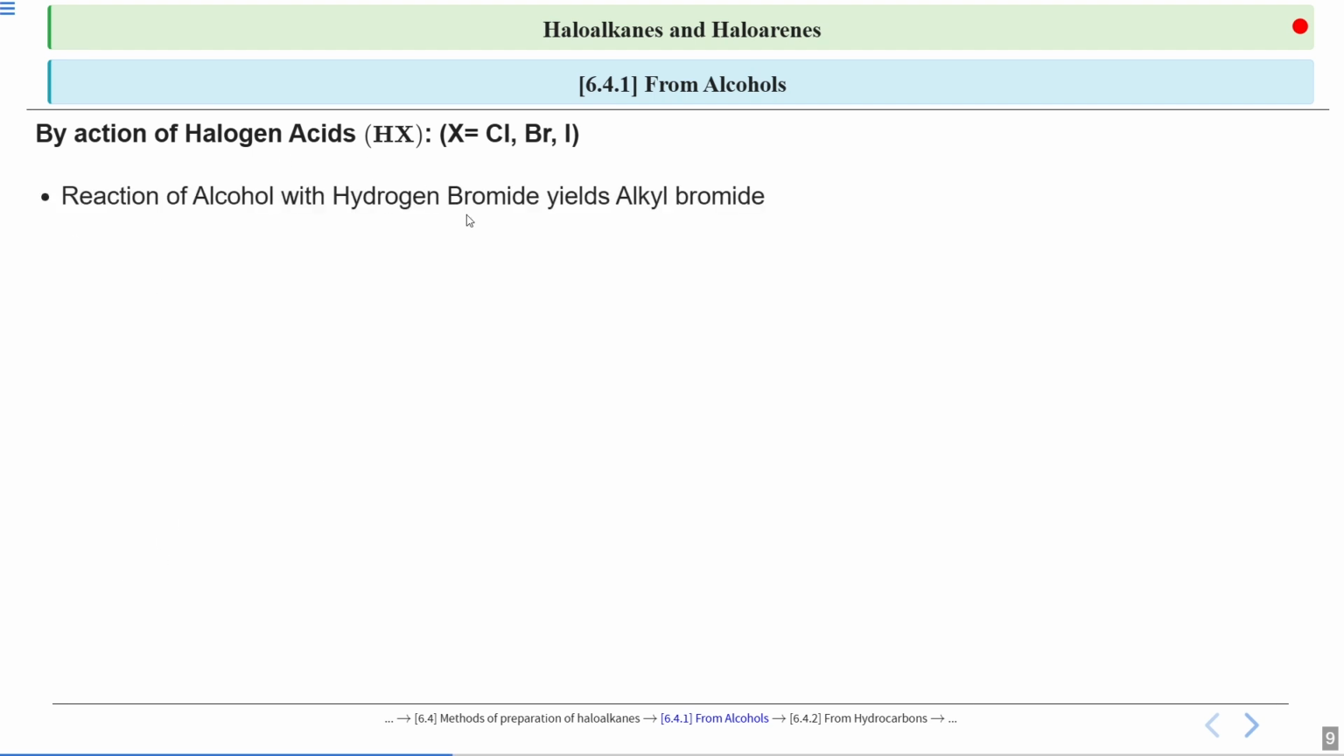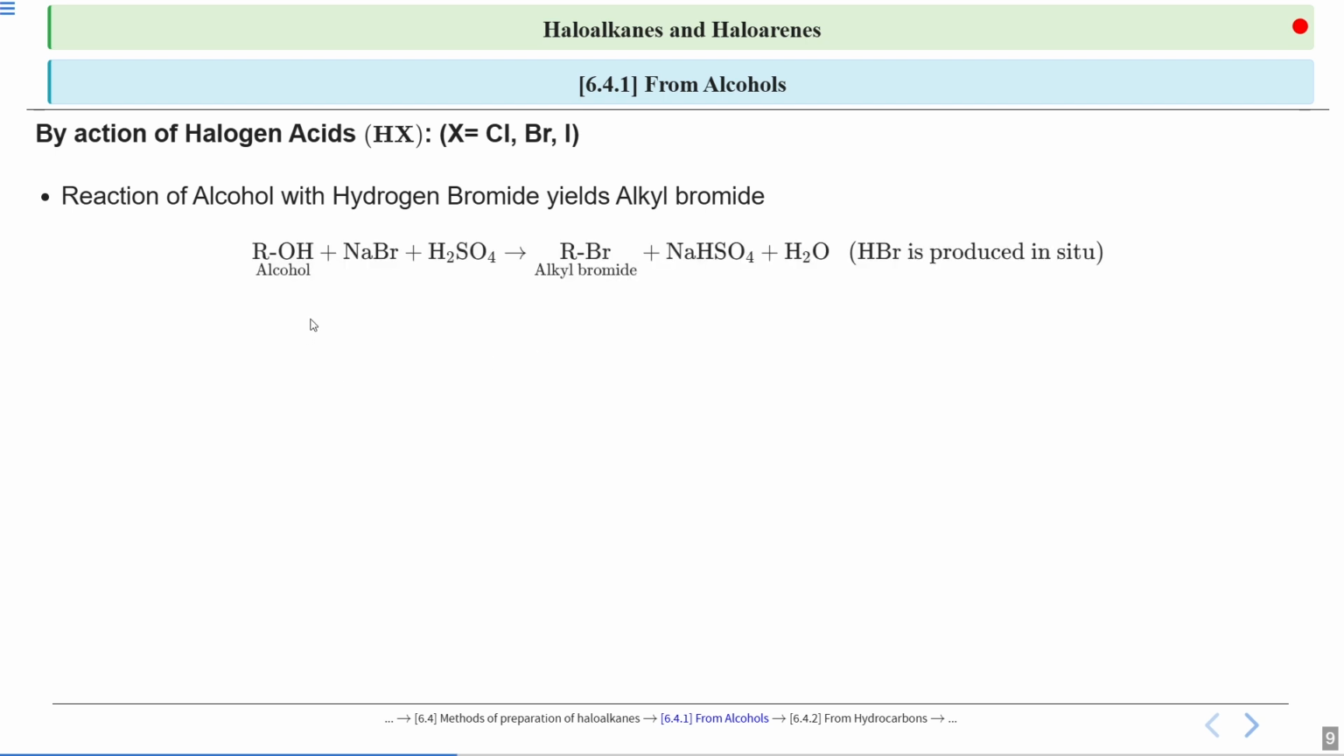Reaction of alcohol with hydrogen bromide yields alkyl bromide. Okay. So until now we have been talking about the hydrogen chloride and alcohol reaction. Now if you talk about the hydrogen bromide reaction with the alcohol, you are going to get alkyl bromide, because in the halogen acid we have halogen as bromine, right? So you will get alkyl bromide.